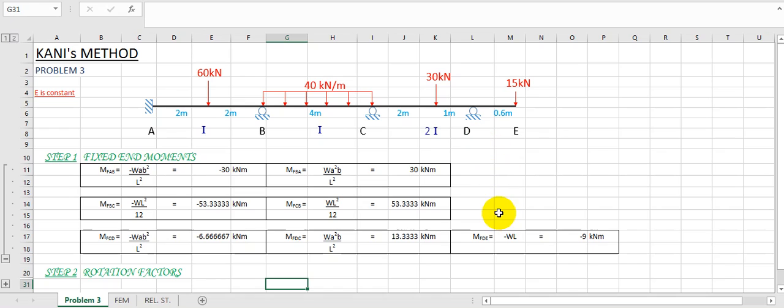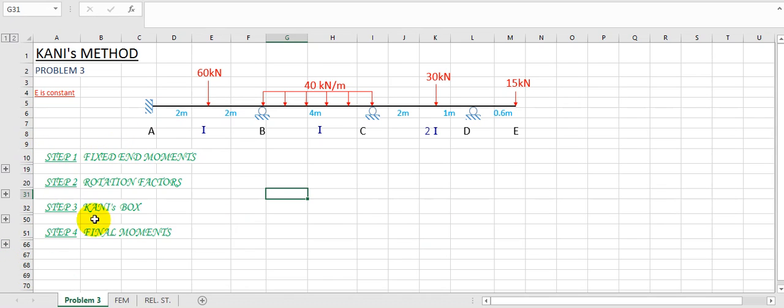The last fixed end moment, MFDE, that is for the overhang, is simple as we find it for a cantilever beam, and it is equal to minus W into L. Again minus, because this will try to bend my beam like this, and there will be an anti-clockwise resistive moment produced for DE, and since anti-clockwise is negative, that is the reason we get it as minus 9 kilonewton meter. So we are done with the fixed end moments, and we are done with step 1.